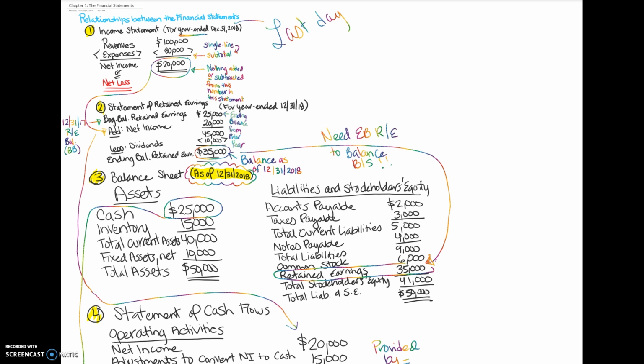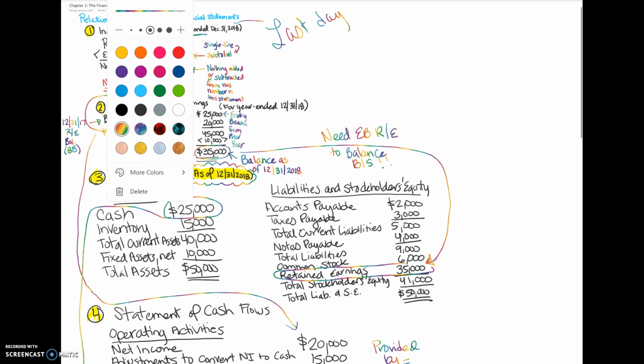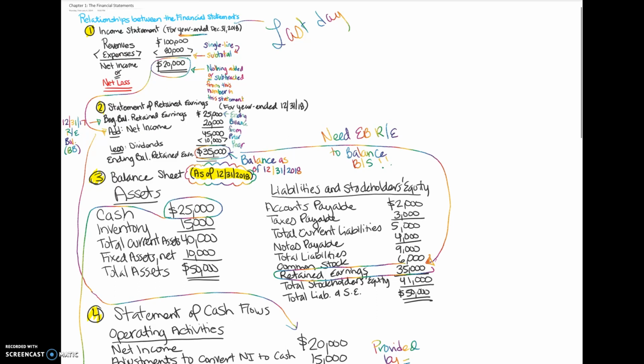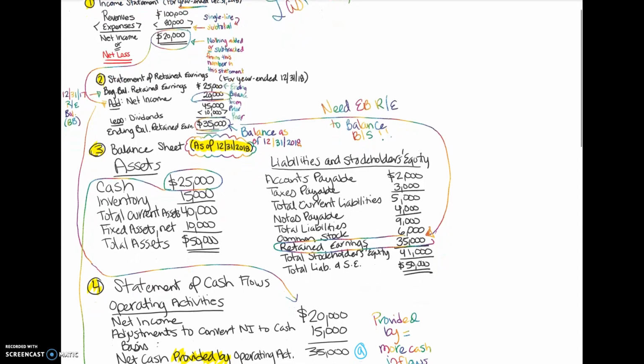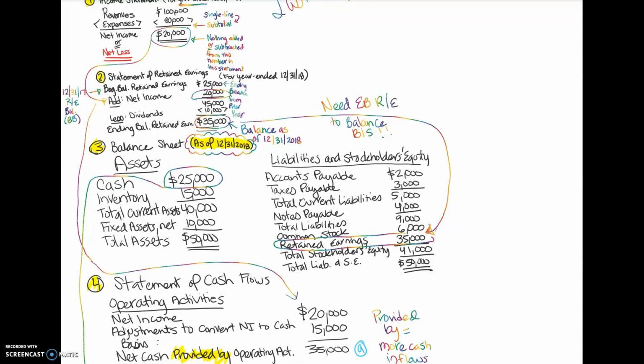So that's going to be our 12/31/17 statement of retained earnings. Then we're going to add in our net income from our income statement, the 20,000, subtotal, and then we're going to subtract out those dividends that have been declared during the period to calculate our ending balance of retained earnings, which is our balance as of December 31st, 2018.